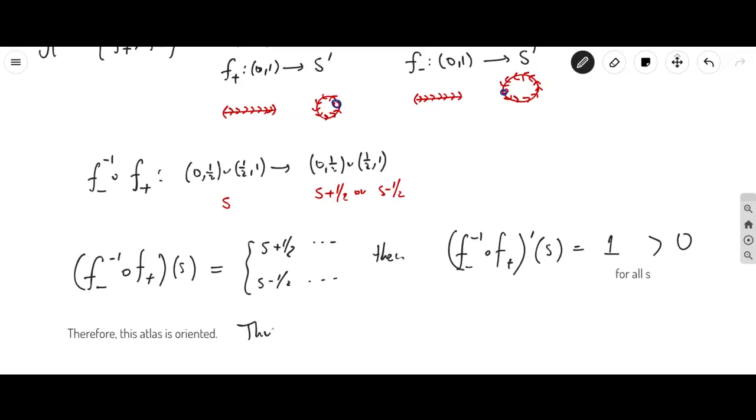So thus, S1 is actually orientable. You're not going to say it's oriented. Oriented is on the atlas. Orientable is a property. S1 is an orientable one-dimensional manifold.